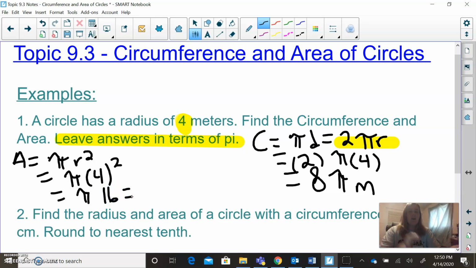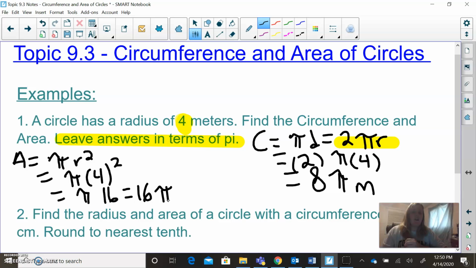Now, look at our answer for circumference. Pi is at the end, right? We've got 8 pi. If you look at our area, it's pi 16. We need to flip-flop that. Okay, pi needs to go at the end. So we'll have 16 pi.